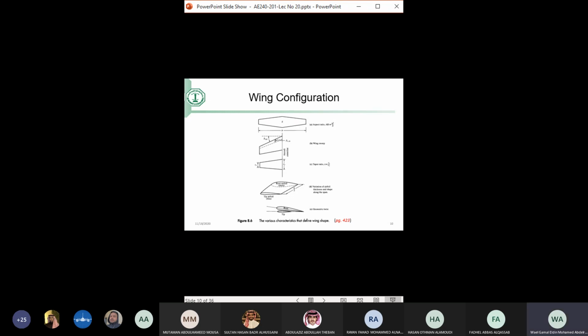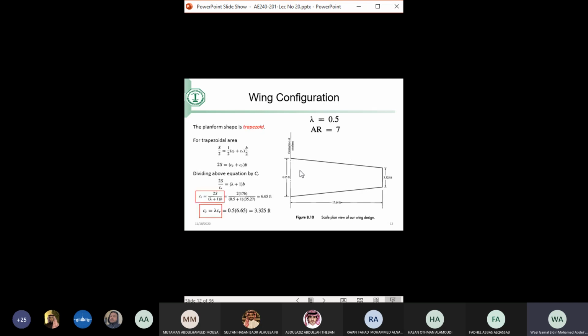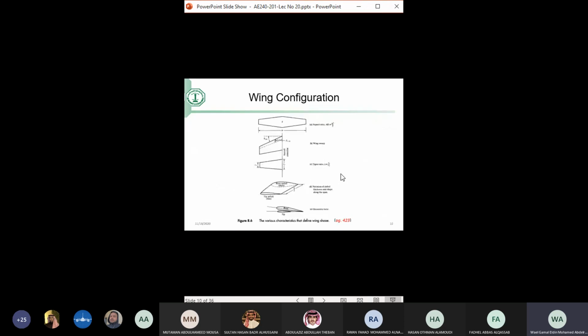Times 7. So if it's a rectangular wing, the span of the wing will be about 35. Okay, I'm using 175. Is it 175? Yeah, I think I'm just using from. No, it was 176. So the span would be 35.